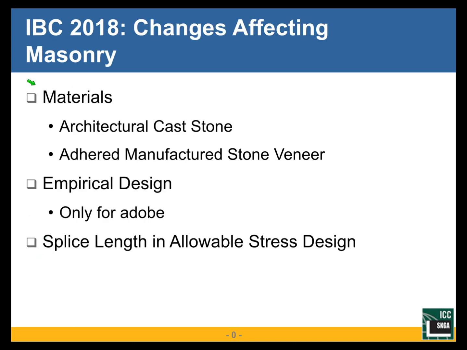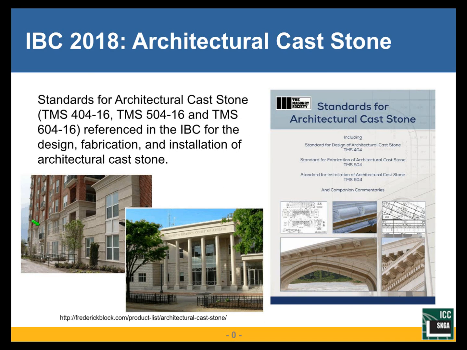As I said, first we'll look at the 2018 IBC, some changes affecting masonry. There were two materials added, architectural cast stone and adhered manufactured stone veneer. Empirical design was limited now only for Adobe, and there was a small splice length change in allowable stress design. So we'll go through those real quickly.